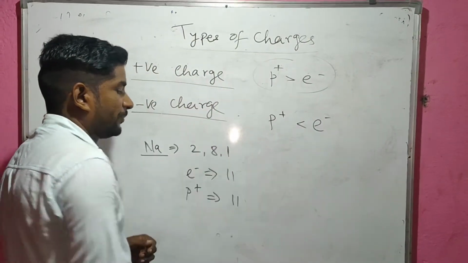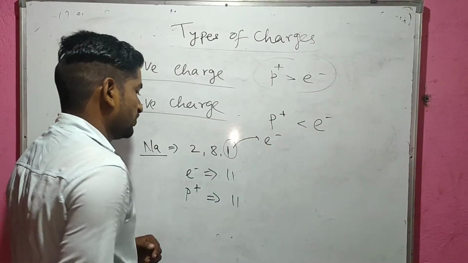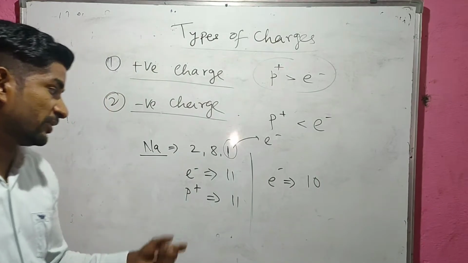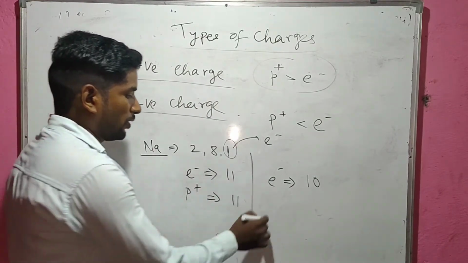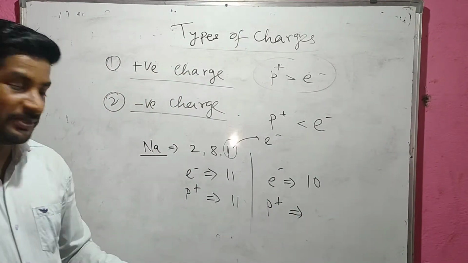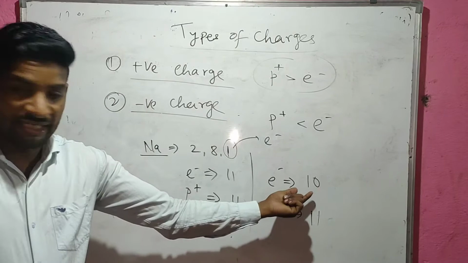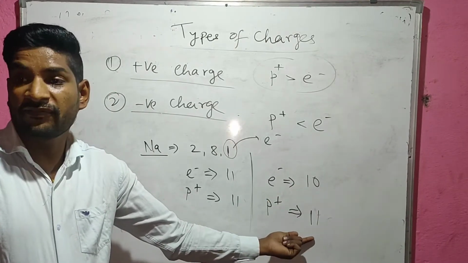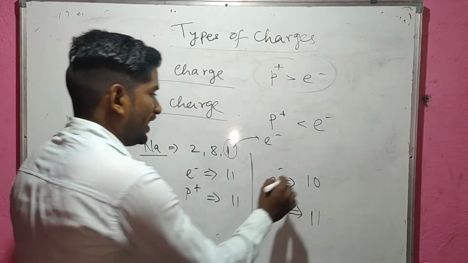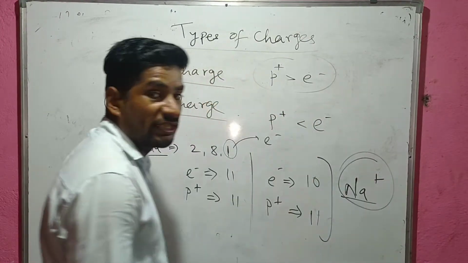Now, if we remove one electron from sodium, then the number of electrons will become 10. But you can't remove a proton from a body easily, so the number of protons will be the same, 11. So the number of electrons is less than the number of protons. Which is dominant? Positive charge is dominant over negative charge. Then this body will become positively charged.